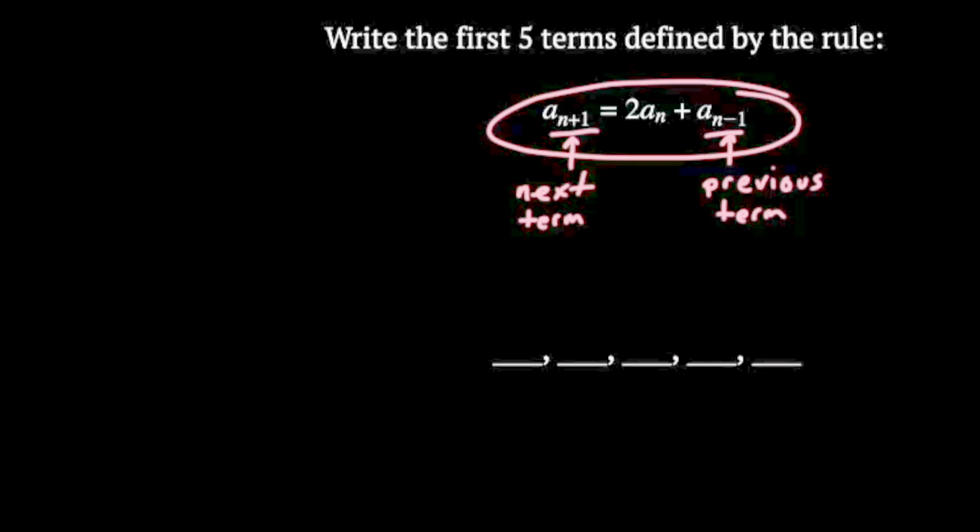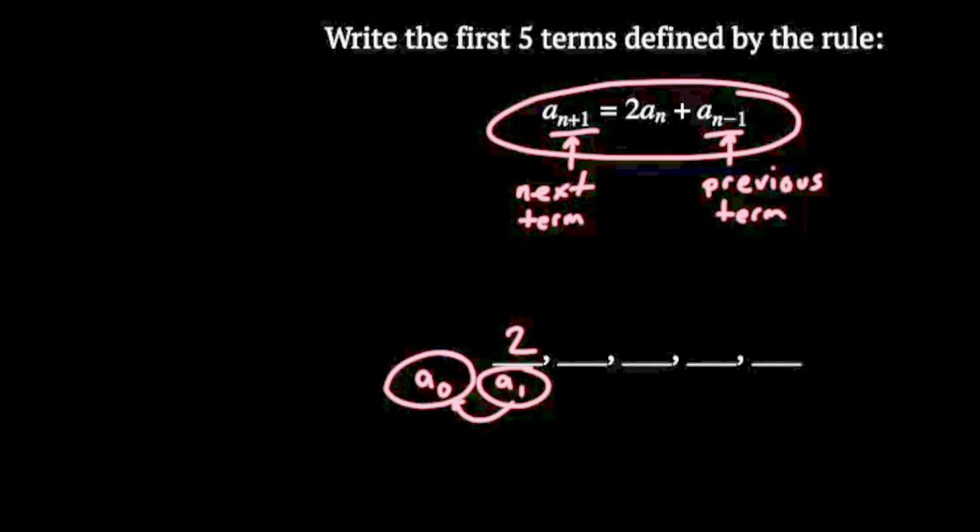But this isn't enough information, because remember, recursive rules have to tell you starting points. Like in this case, I know what to do. I know to take 2 times the current term and add the previous term, but I don't know what the current or the previous terms are. So in this case, we'll have to specify where the list is starting. Let's just say a sub 1 equals 2, just like it was in the first example. But then we actually have to go back and define what a sub 0 is, because we need to know the current and the previous term. Let's just say that a sub 0 is 1.